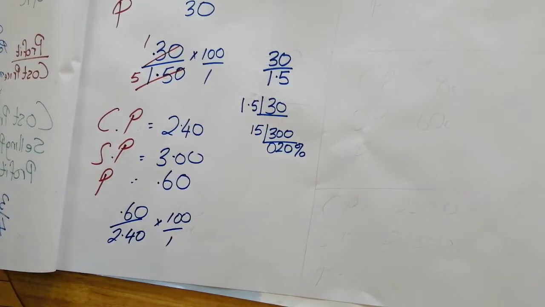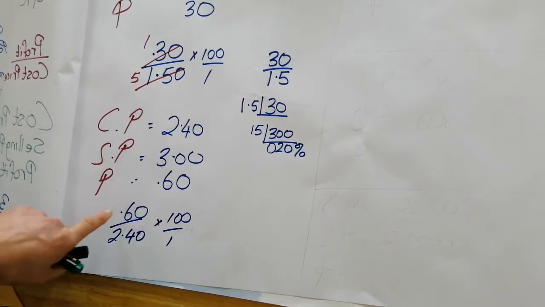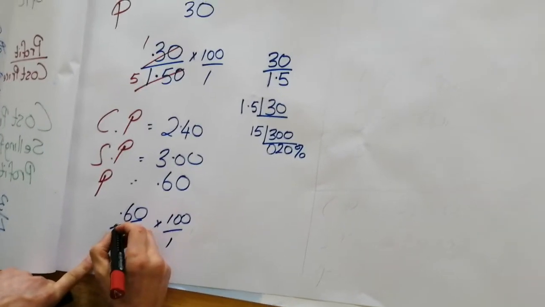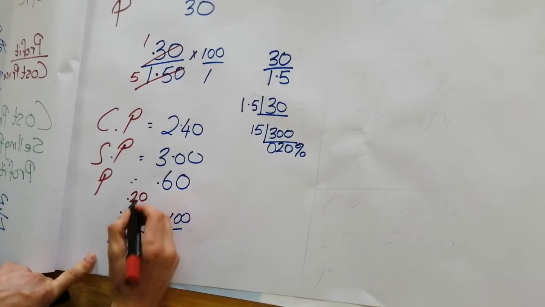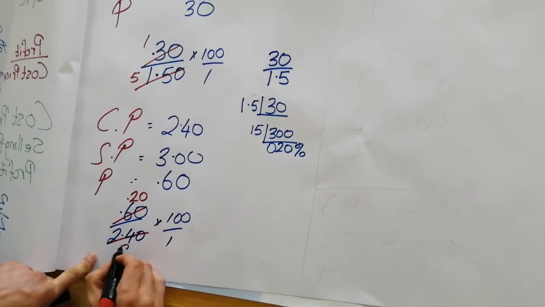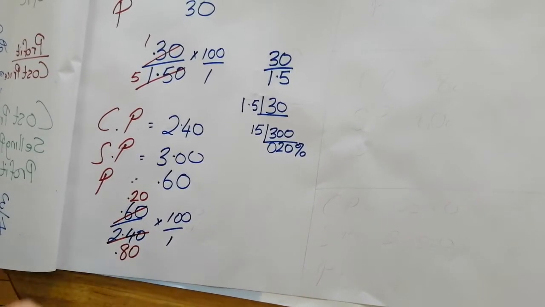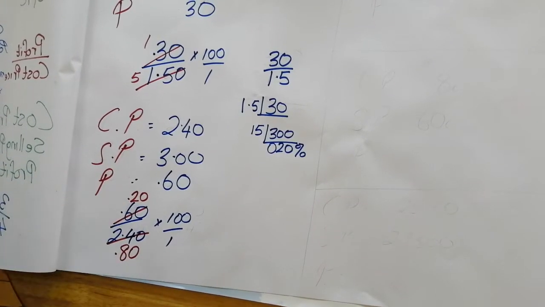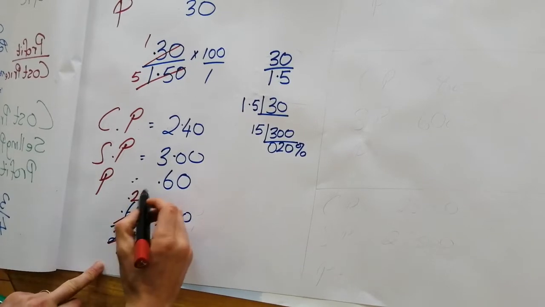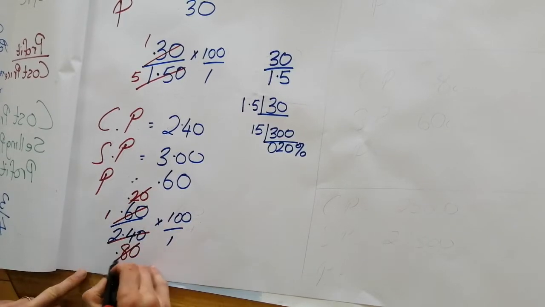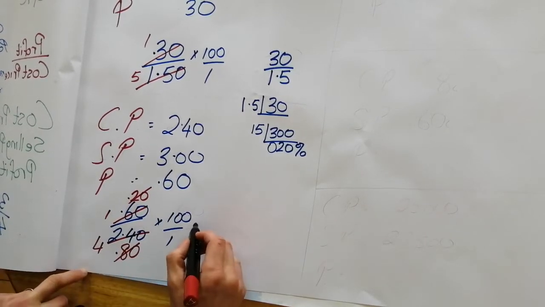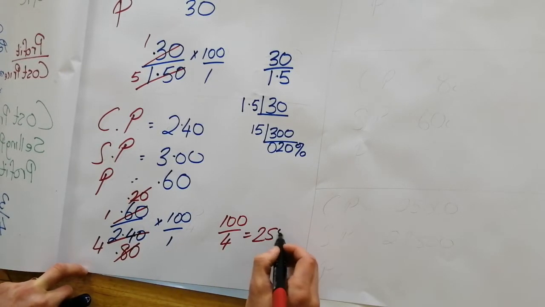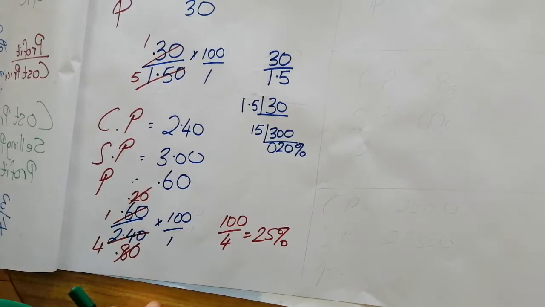Okay, let's try simplify it down. I can divide 3 into both of these numbers. And we can almost see straight away here, 0.20 over 0.80, that's going to be a quarter if you work it out. So that becomes 1 over 4, which will give me, of course, 25%.